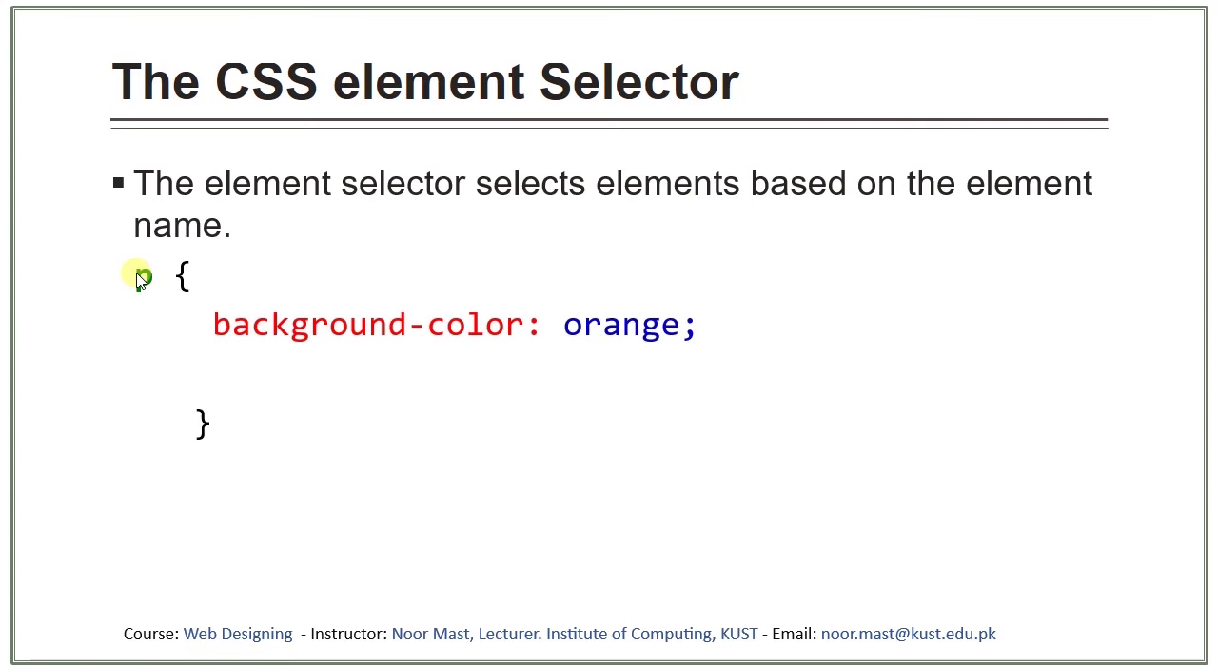background color and assign a value of orange, and to set the text color to black, so write color and assign value black. So this rule will apply to all P elements to set the background color to orange and set the text color to black.